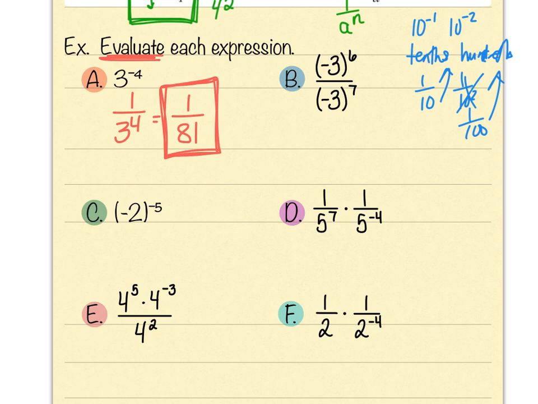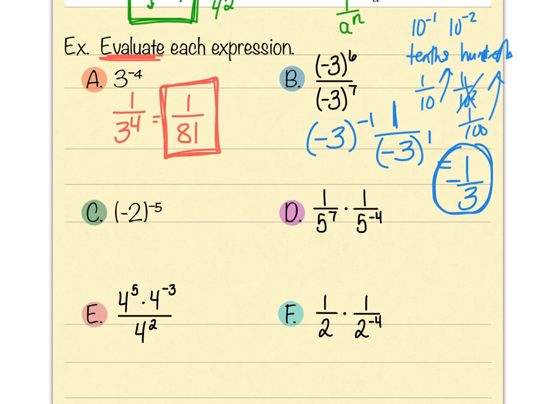So in this example B, we're dividing, so we're going to do 6 minus 7. It's a negative base, so I have to put it in parentheses. 6 minus 7 is negative 1, and then I'm going to write that using a positive exponent as 1 over negative 3 to the first power. I forgot to say 1 over. So negative 3 to the negative first means 1 over negative 3 to the positive first, and then 1 over negative 3 to the positive first is just 1 over 3, and then the whole thing's negative.